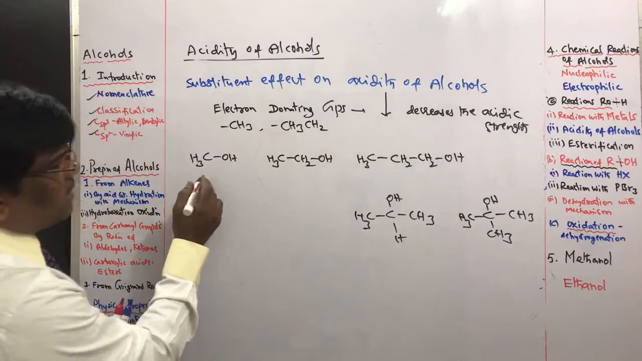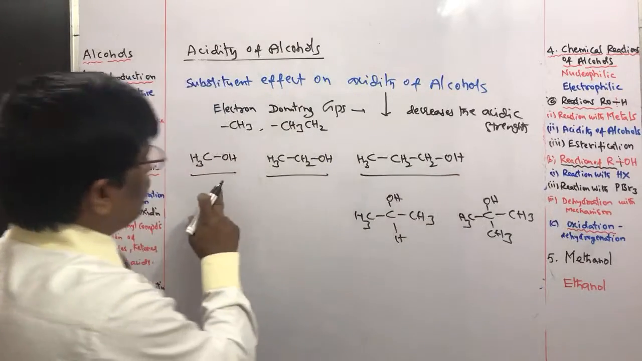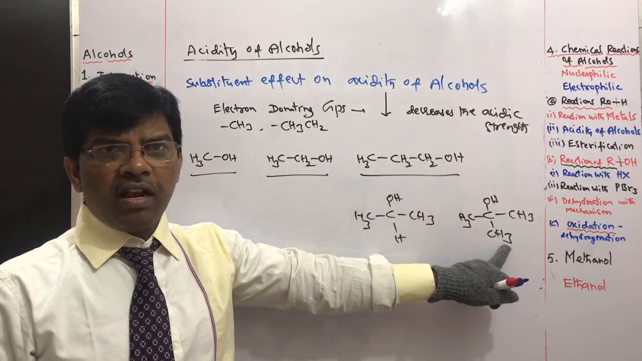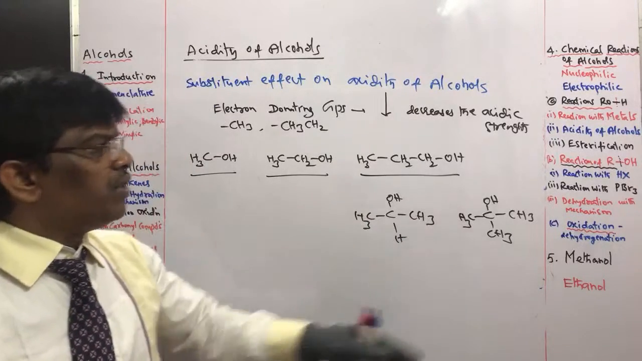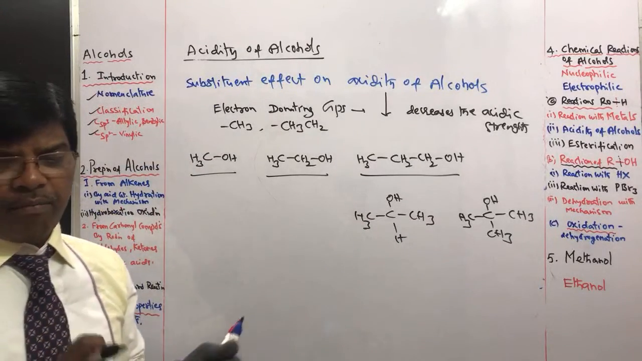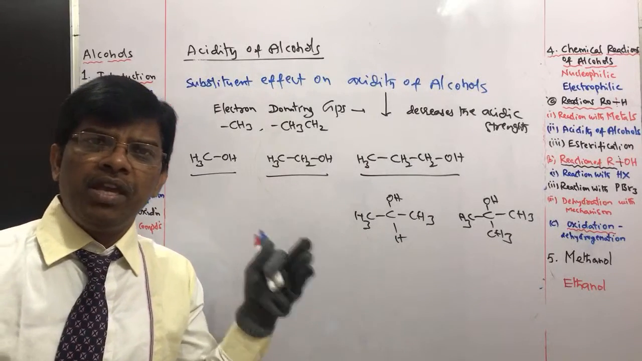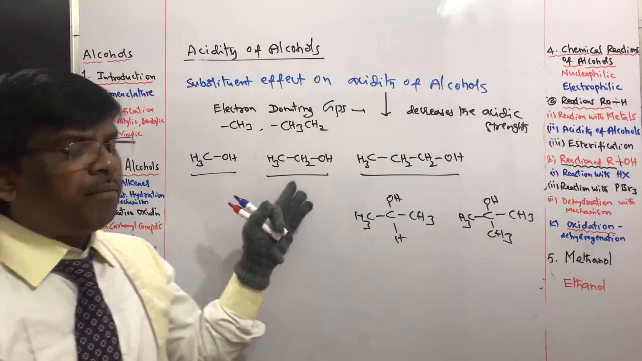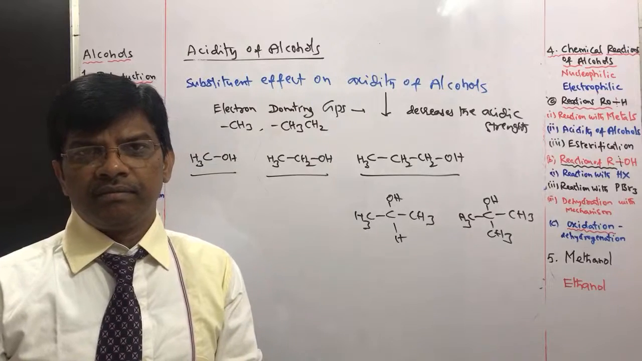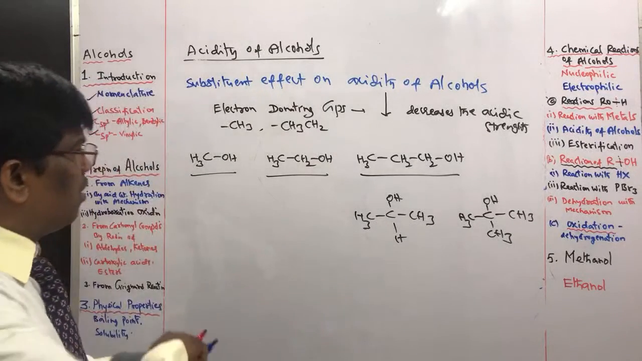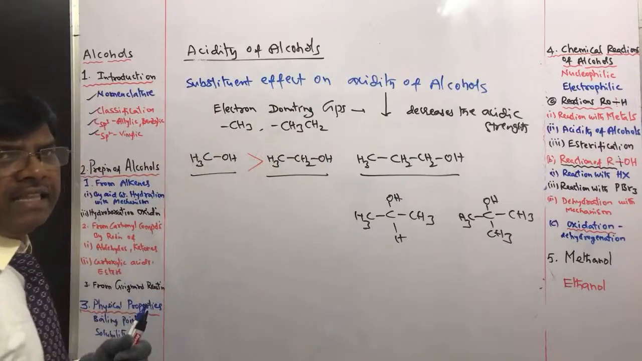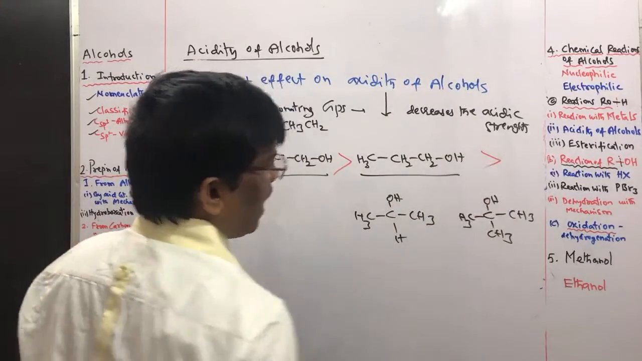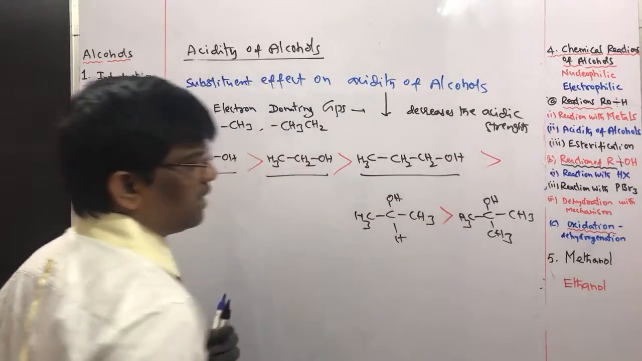So among these homologous alcohols, methanol, ethanol, propanol, isopropanol, tertiary butanol, which is going to be more acidic? It is a very important concept, and this question has been asked in so many exams. Between methanol and ethanol, which is more acidic? Methanol is more acidic than ethanol. Ethanol is more acidic than propanol. Propanol is more acidic than isopropanol. And isopropanol is more acidic than tertiary butanol.